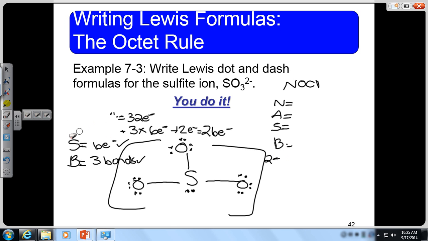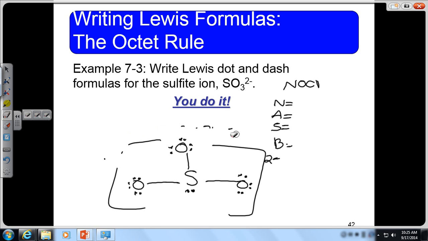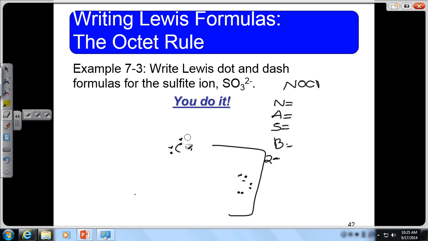All right, if you look at NOCl, we're doing this on purpose because there are really two ways that you might think you could draw this one. First thing, what's the least electronegative atom? Everybody agree with that? Nitrogen. So it's going to be central. That's a common mistake, to accidentally not have it central.